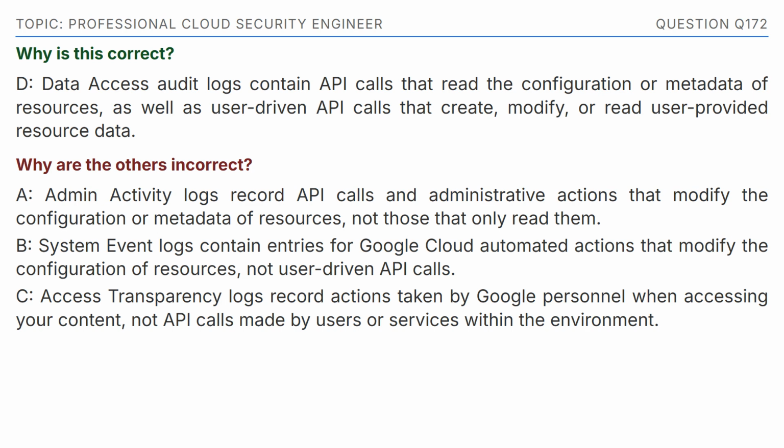Why are the others incorrect? A. Admin activity logs record API calls and administrative actions that modify the configuration or metadata of resources, not those that only read them. B. System event logs contain entries for Google Cloud automated actions that modify the configuration of resources, not user-driven API calls. C. Access transparency logs record actions taken by Google personnel when accessing your content, not API calls made by users or services within the environment.